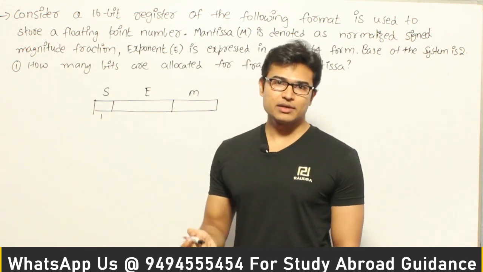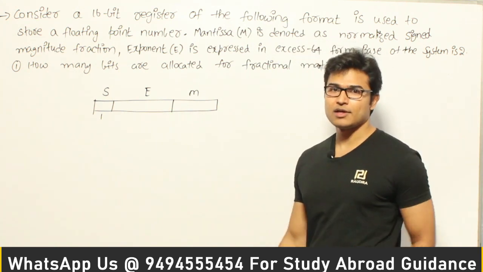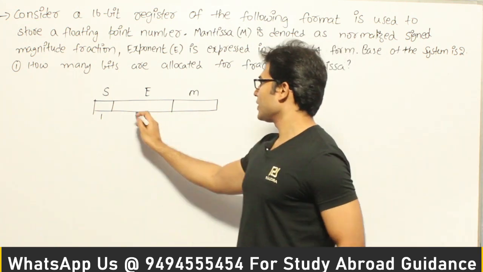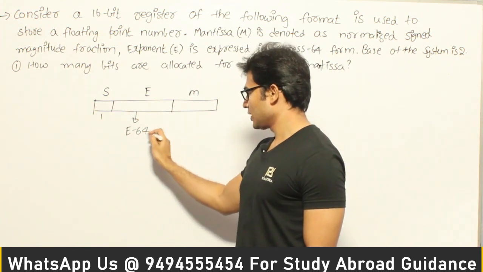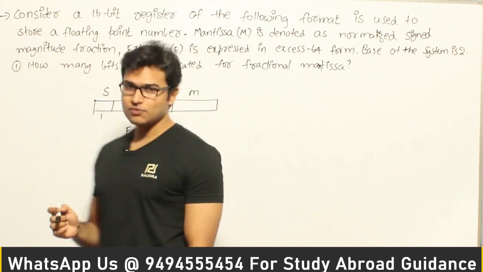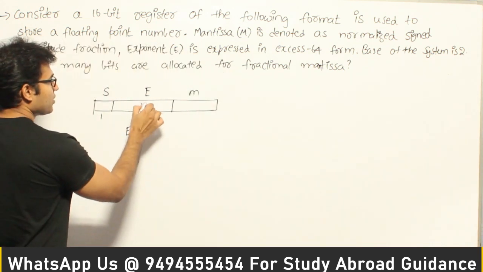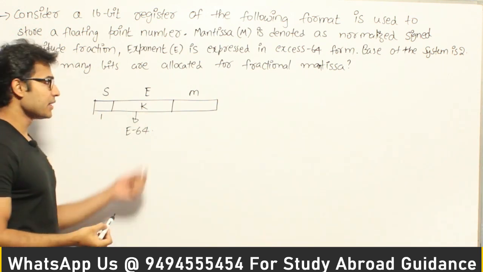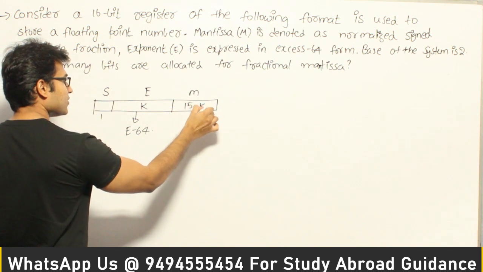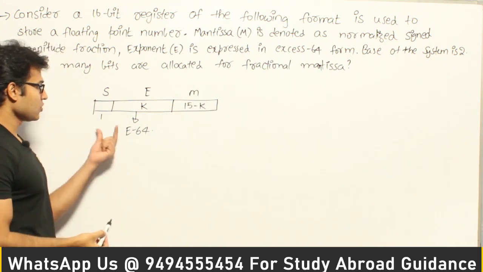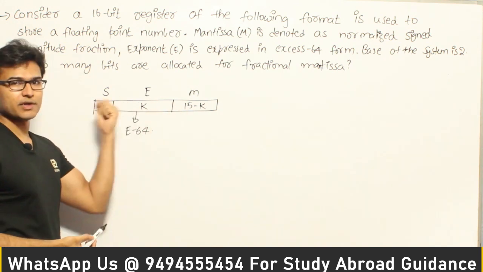these two. But they didn't give exactly how many bits are given for exponent and how many bits are given for mantissa. But one thing they gave is that they are using XS64. Now what does it mean if XS64 is used? If we assume that k bits are dedicated for the exponent, then how many bits will be dedicated for mantissa? 15 minus k bits, because total it is 16. 1 bit is taken out, and out of 15 I am distributing it this way.